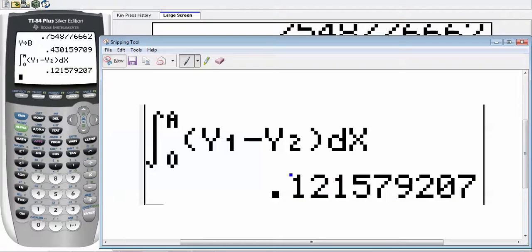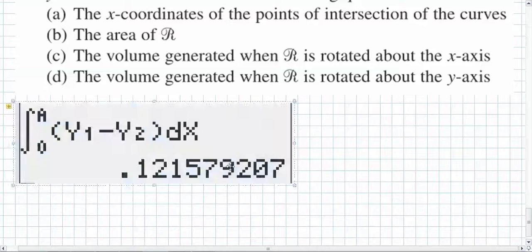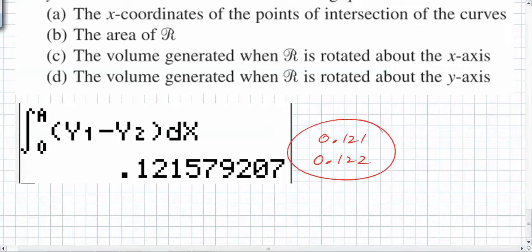Wow. Nice. You don't get as specific of an answer, but to the 3 decimal places. So the proper answer, if this was an AP question, kids, they would accept either 0.121 or 0.122. Either one would be fine. That would be the area, and then the points of intersection, you'd have to go and put those in. So this was B right here.